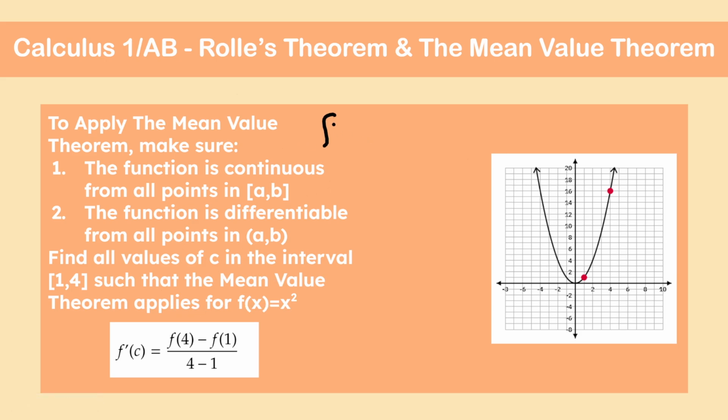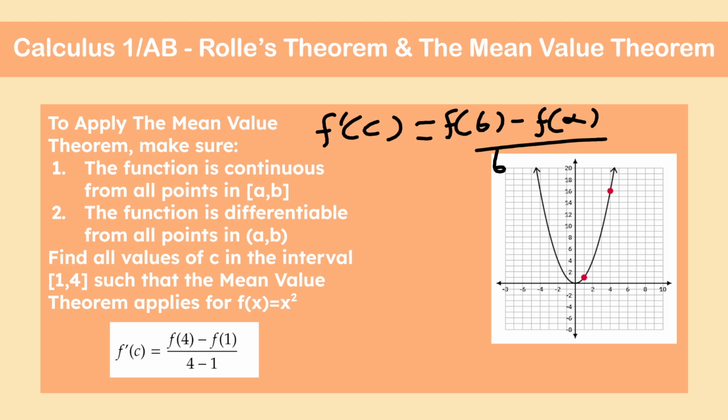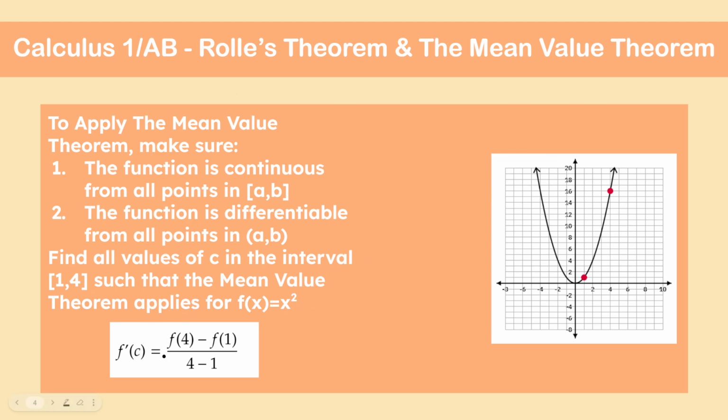So the mean value theorem says f prime of c is equal to f of b minus f of a over b minus a. This can be replaced with the things that were given for the question. So now we have f of 4 minus f of 1 over 4 minus 1. If we were to plug everything in, f of 4 would be 16, and f of 1 would be 1.